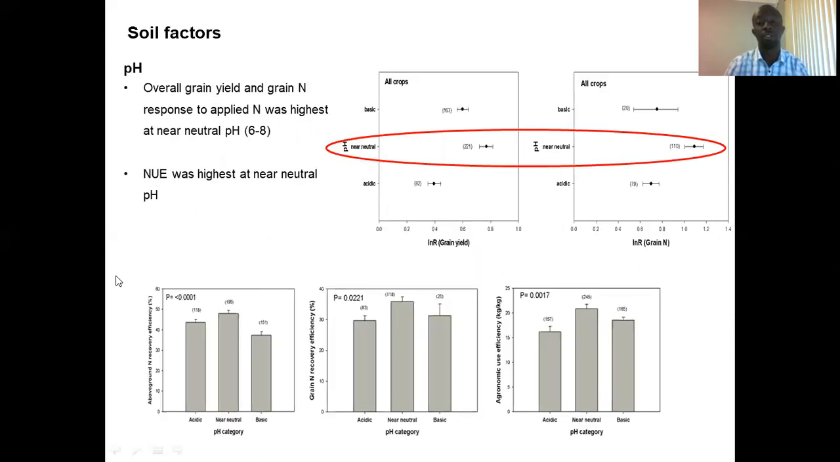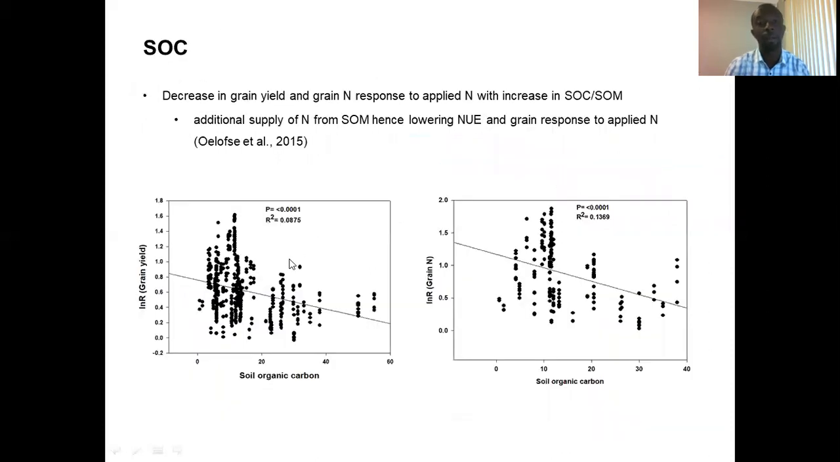Going to the soil factors, I tested this through a meta-analysis looking at pH and soil organic carbon, and also the nitrogen use efficiency. So I noticed there was a higher crop grain yield response and grain nitrogen response at near neutral pH. And this was also the case for nitrogen use efficiency, as shown here. Near neutral pH had the highest values. Going on to soil organic carbon, which is closely related to soil organic matter.